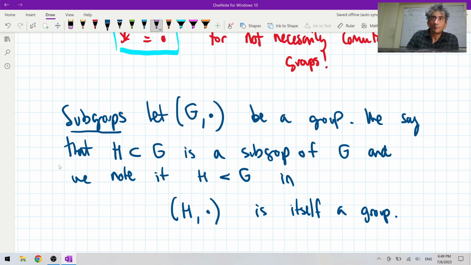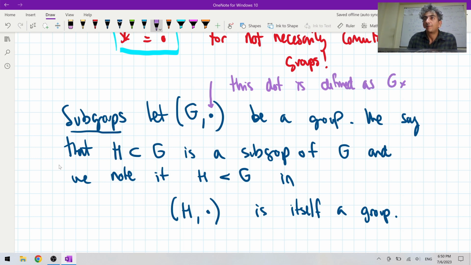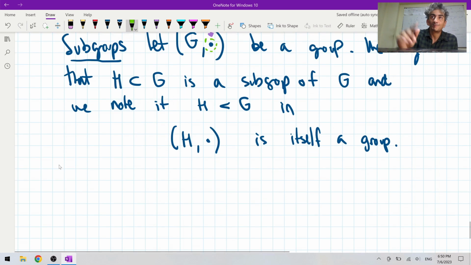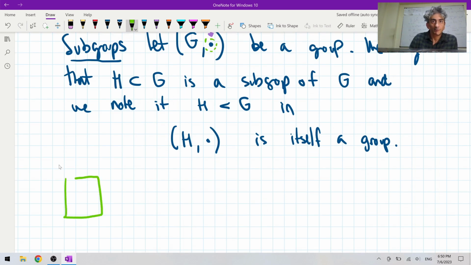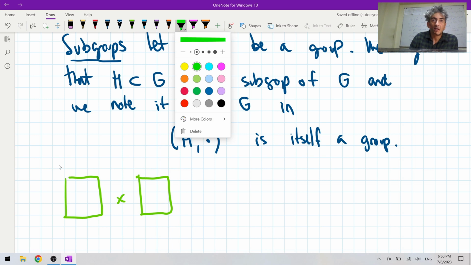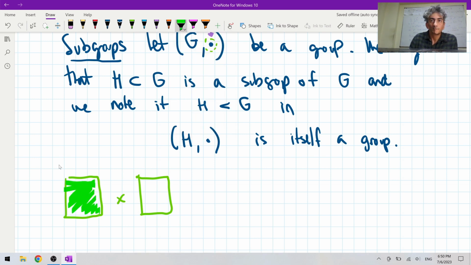The observation here is that this operation, this dot, is defined as a function that takes two elements of G and produces an element of G. So this, as a function, has domain G times G. If you think of the domain of the dot, it is simply G times G. This is the domain of the original dot that was assigned for G.